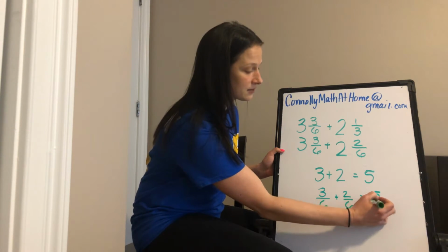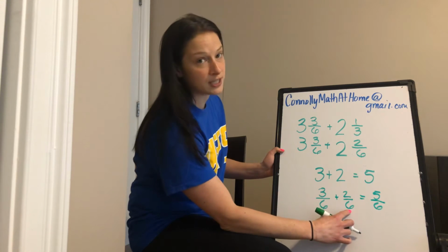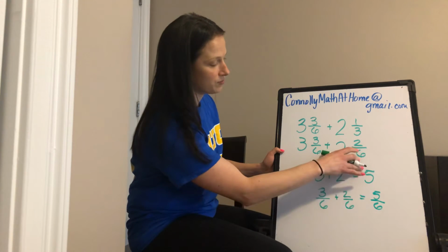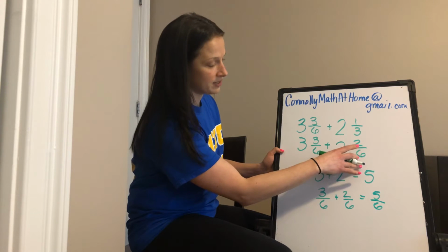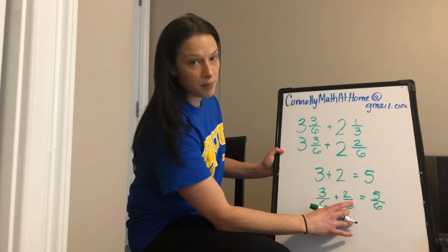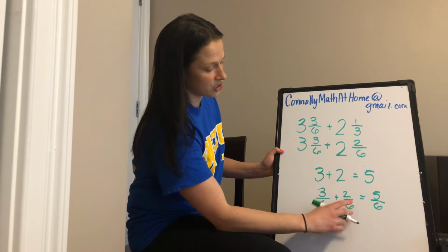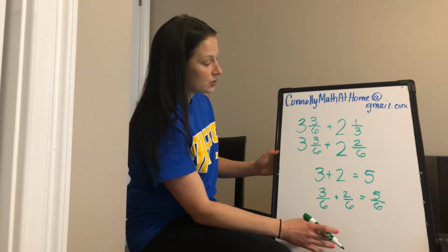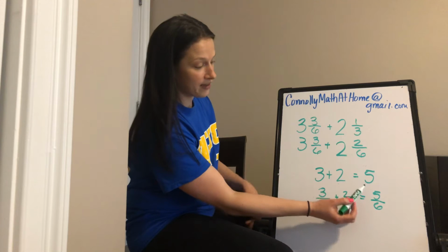is 5/6. When we're adding fractions, the denominator is not changing. Once you've made an equivalent fraction, you have the same size pieces. When you combine the fractions, the denominator does not change. You're just adding the numerators together. Okay? So when I combined 3 plus 2, I got 5.